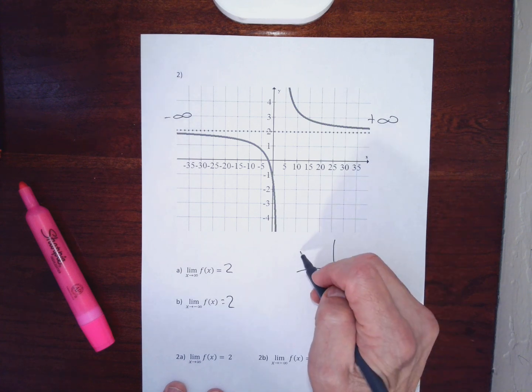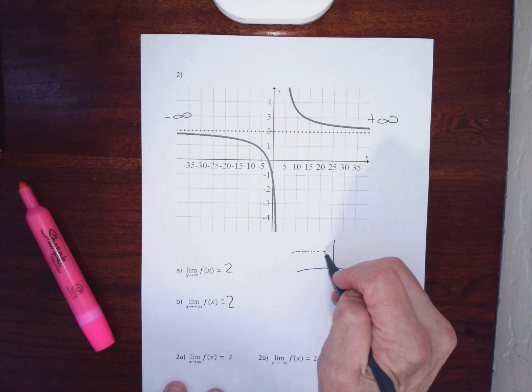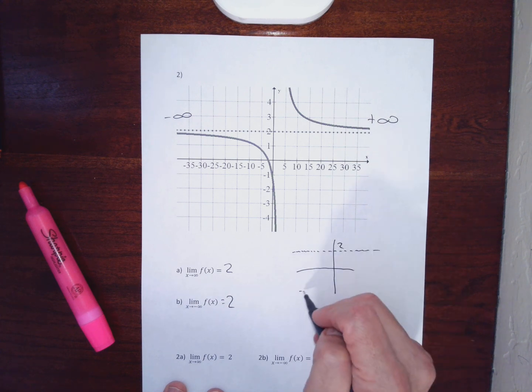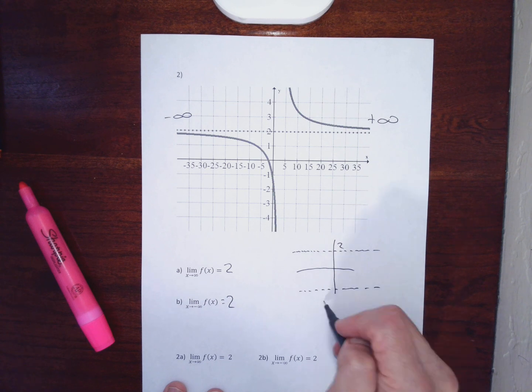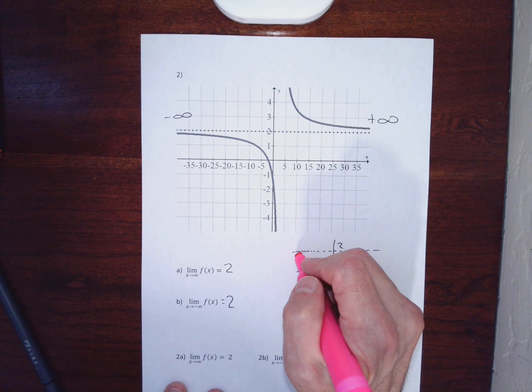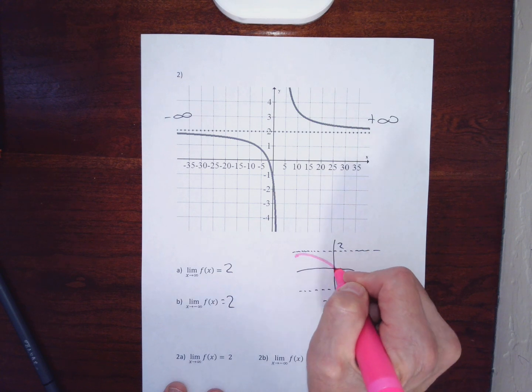It's conceivable, it's harder for me to do, but it's conceivable that you get a graph like this on the test that has 2 dashed lines.